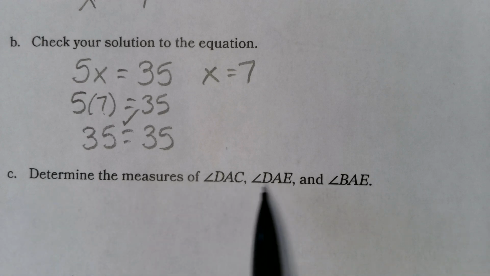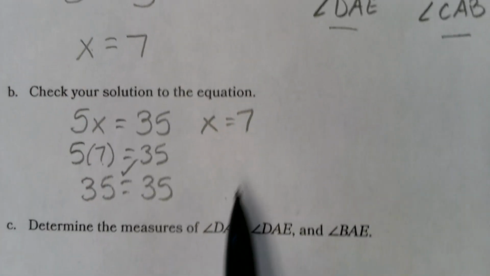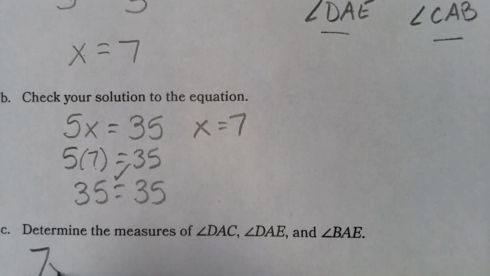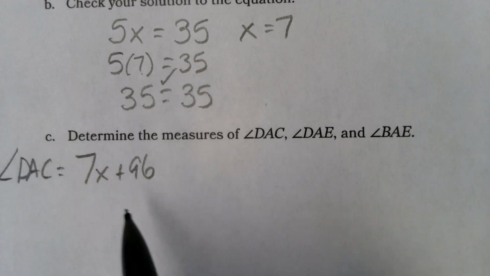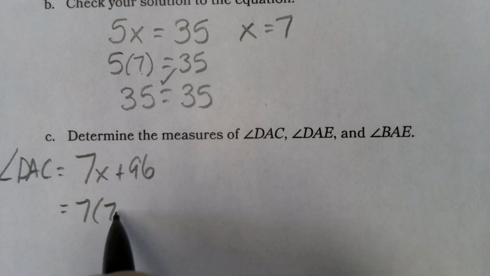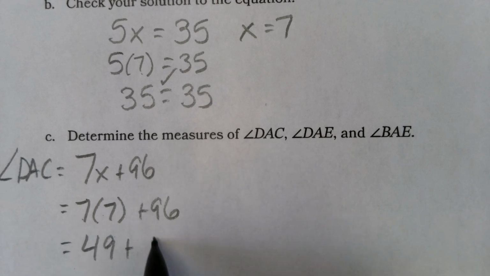D wants us to talk about DAC, DAE, and BAE. Okay? Well, DAC, we know that's 7x plus 96. That's angle DAC. And we know that x is 7, so we're going to replace x with 7. Okay. And 7 times 7 is 49, plus 96 gives an answer of 145. So angle DAC is 145 degrees.